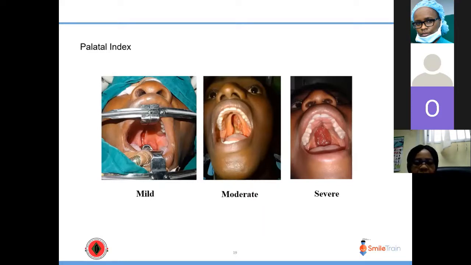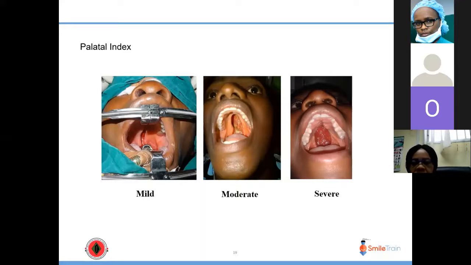When you look at this, this is moderate. Don't forget that you are going to make your incision along the gingival margin. So the amount of tissue that you have left is just from the incision to the cleft margin. And look at this one. This is actually a very wide one in which you don't have much tissue to mobilize. So you have to think of the choice of the technique that you will use, so that you'll be able to close these defects without having fistula.